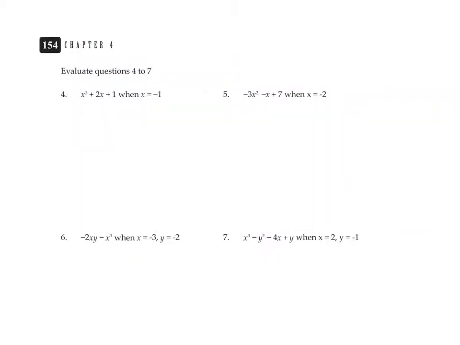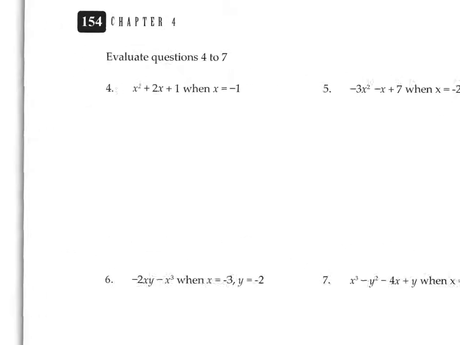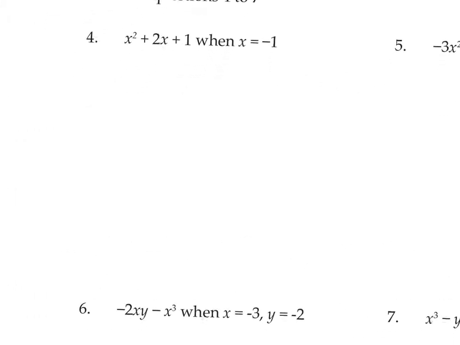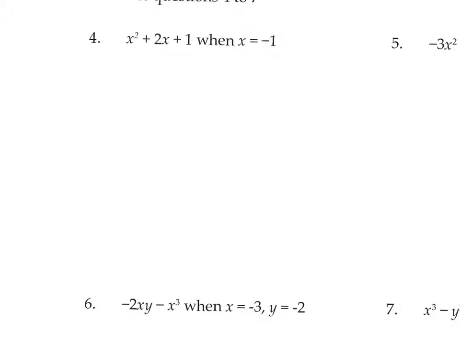Okay, we're going to evaluate. This is where we just substitute in the value for the variable and use order of operations to simplify. So the first expression is x squared plus 2x plus 1. X is equal to negative 1, so we're going to use the parentheses to help us.